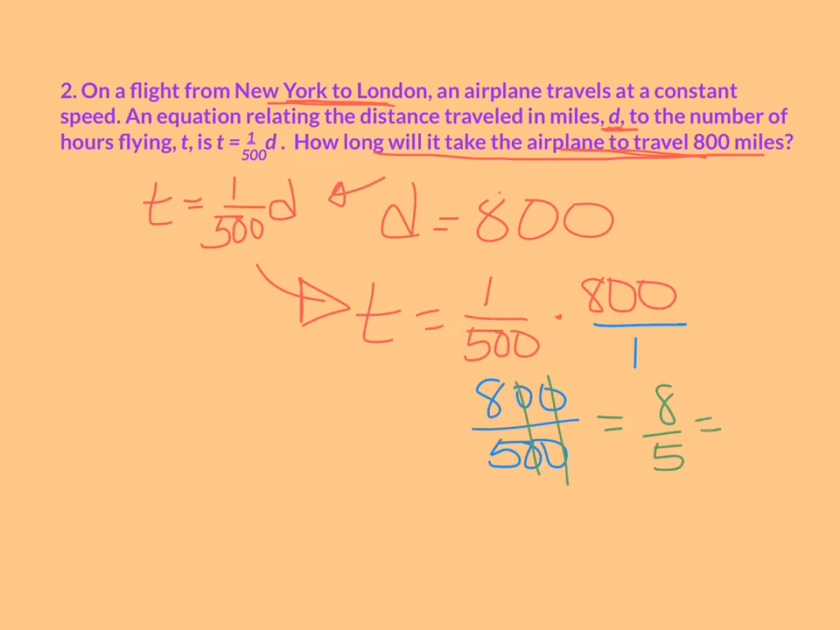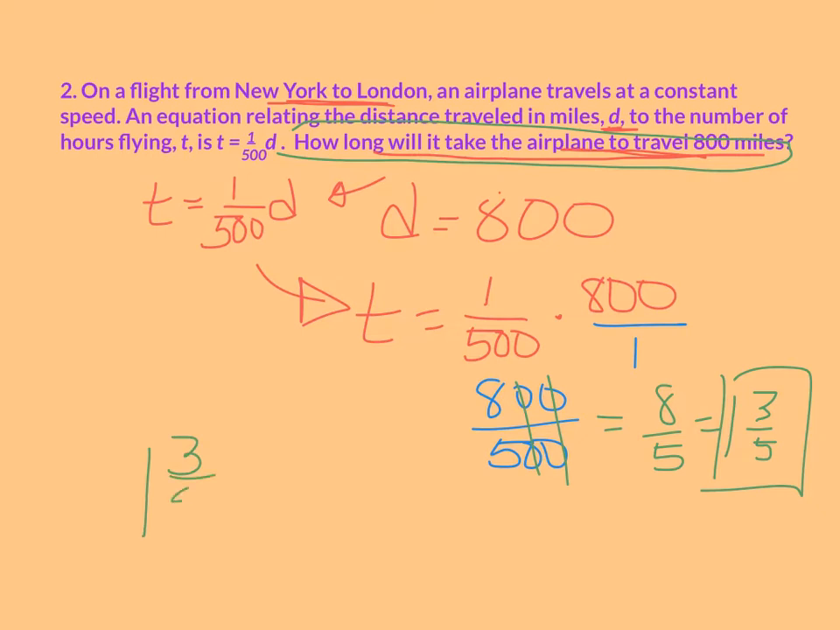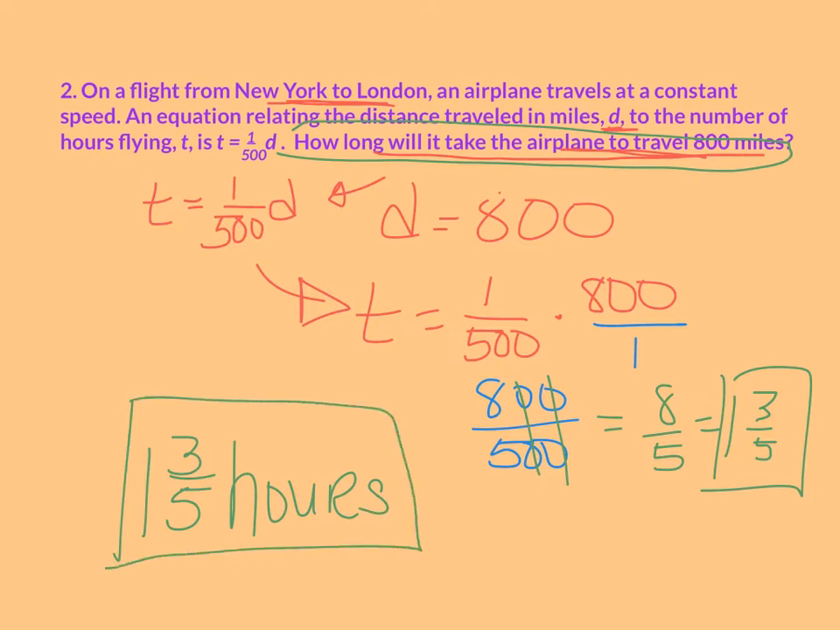And I'm going to reduce that because 5 is too little to hold up that big giant 8. So 5 goes into 8 one time with 3 left over, and the 5 remains the same. So the answer to how long will it take to travel 800 miles is 1 3/5 hours. Now, just so that no one gets confused, you're not going to get from New York to London in 1 3/5 hours. It will take longer than that.